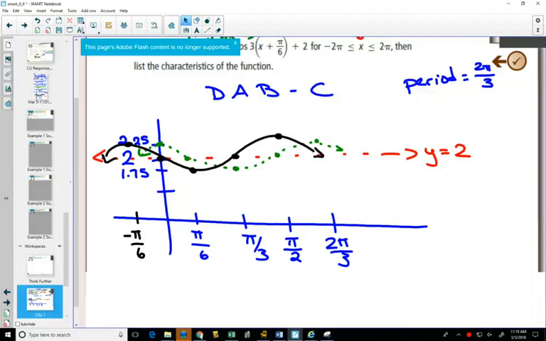The next thing we're going to do is graph it from negative 2 pi to 2 pi, to see what it looks like if we do exactly what the question was asking and graph it over a specific domain. But before we do that, any questions about the DABC in the order that we did it?